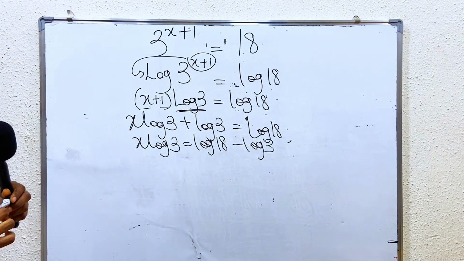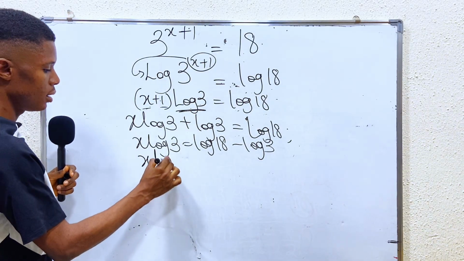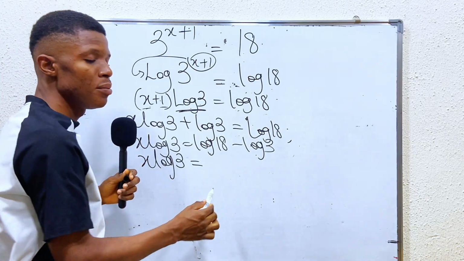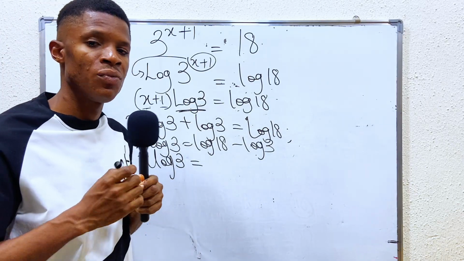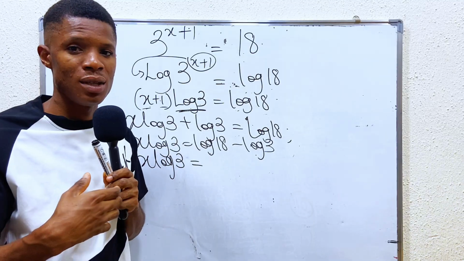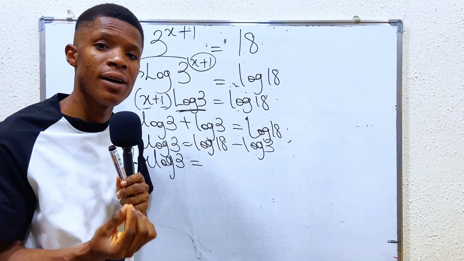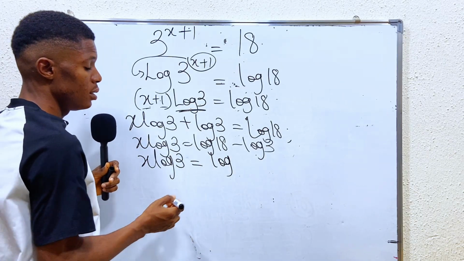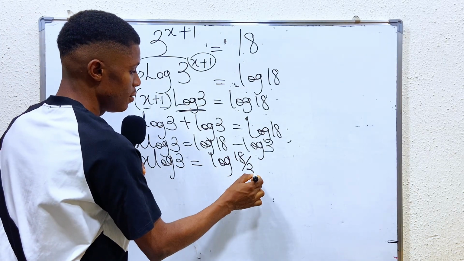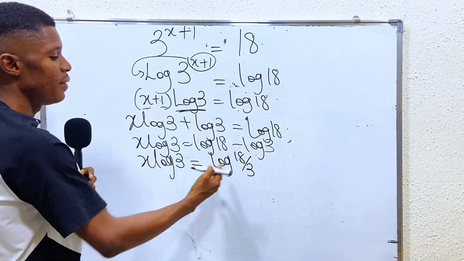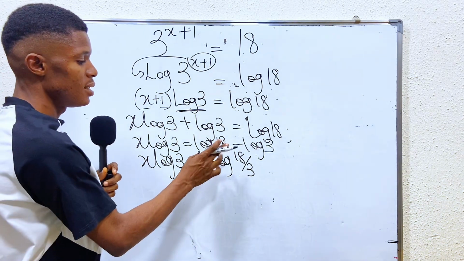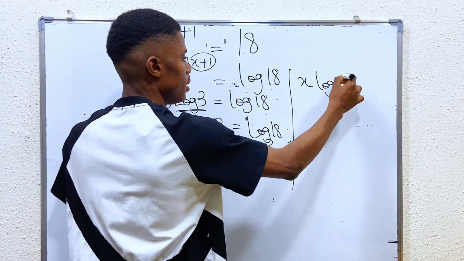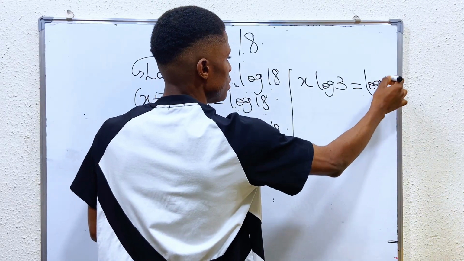Okay, so if you have this, you have it that x log 3 will now be equals to, observe one thing, we are subtracting in the same base. And from the rule of logarithm, whenever you are subtracting logarithm in the same base, you have to keep the base the same and divide the numbers. So we keep the log the same, and divide the numbers, 18 divided by 3. And if you divide 18 by 3, you are having it to be 6. So we can now see we have x log 3 is equal to log 6.